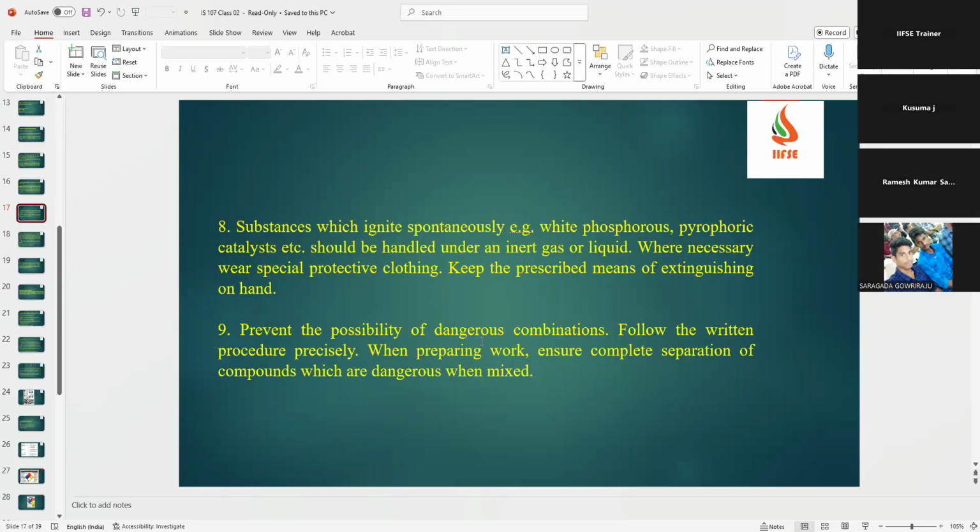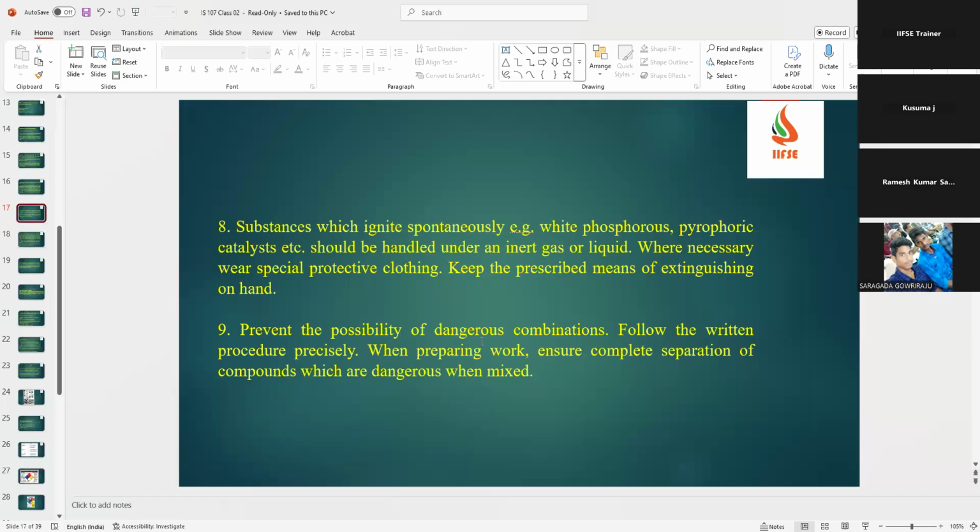Then prevent the possibility of dangerous combinations. Follow the written procedure precisely when preparing work, or ensure complete separation of compounds which are dangerous when mixed. So this point, number 9, is simply talking about incompatibility. Whenever you are handling different types of chemicals, you should always ensure compatibility. Even in storing conditions, you have to check the compatibility of the materials.